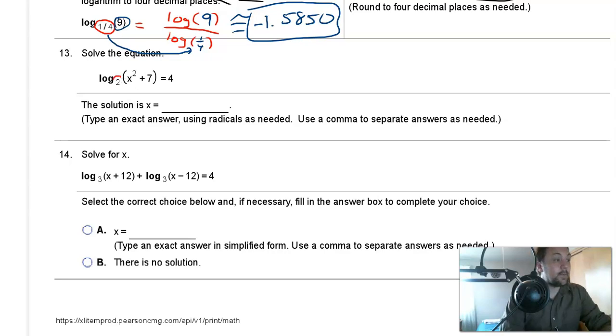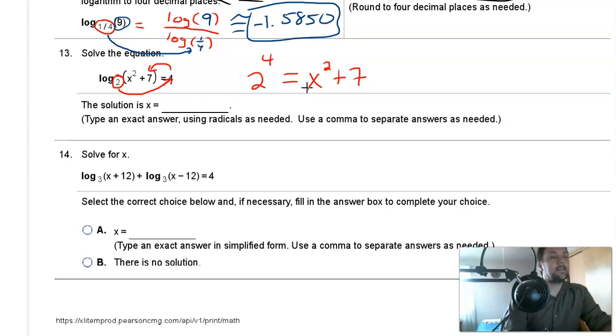So you start with the base of your log, which is 2. That'll become the base of my exponent. Raise it to the power of whatever's on the other side. Kind of covered it up, but it was a 4. And then set that equal to whatever's inside the logarithm, which is going to be x squared plus 7. Right. So you convert your logarithmic equation into an exponential equation.